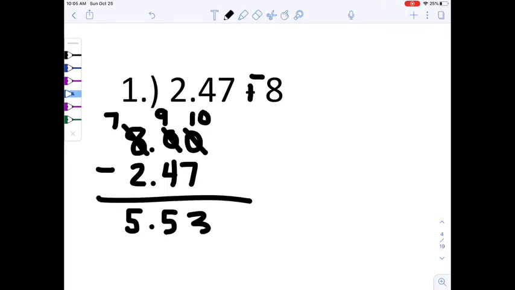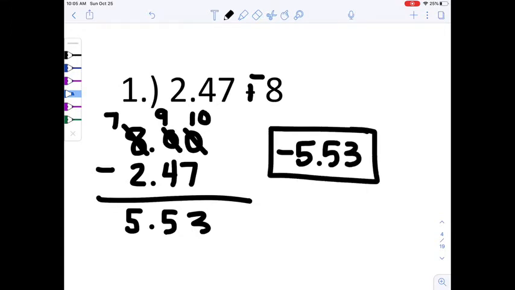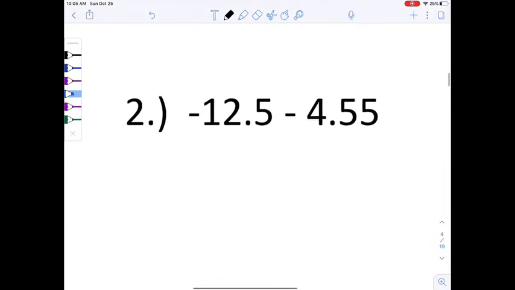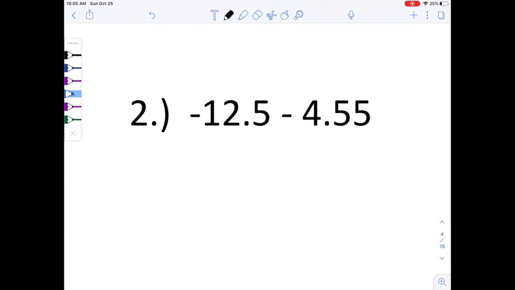But now I need to follow that rule. When I had different signs, we subtracted, and then we have to keep the sign of the larger absolute value. Negative 8 has a larger absolute value, so my answer is going to be negative 5 and 53 hundredths. We also know that if we have 2 and we take away 8, it's definitely going to be in the negatives.